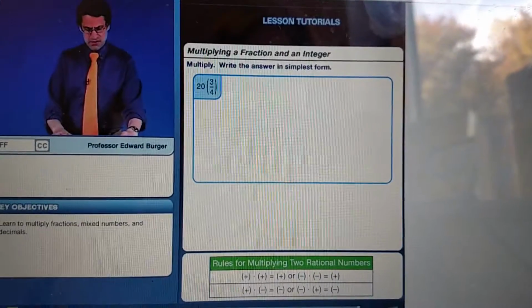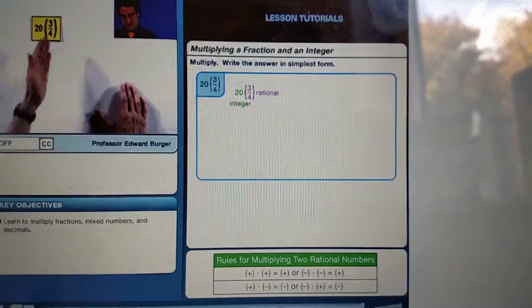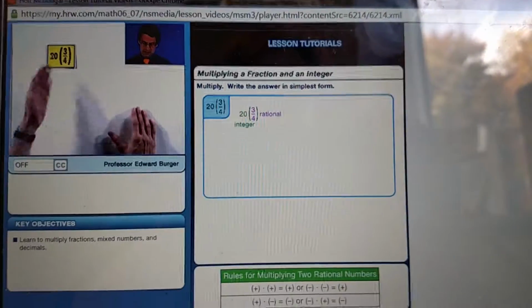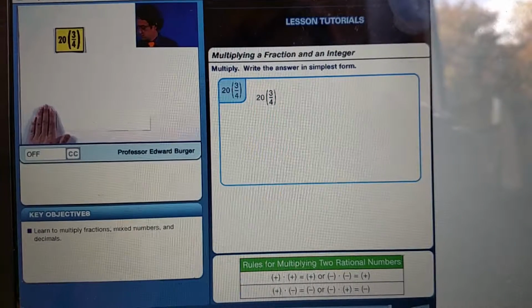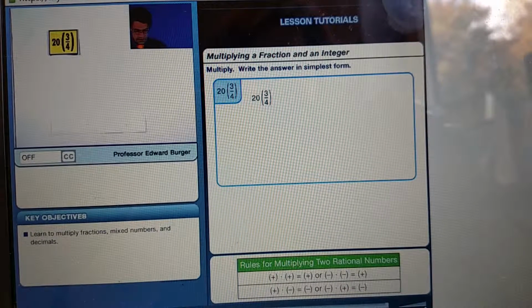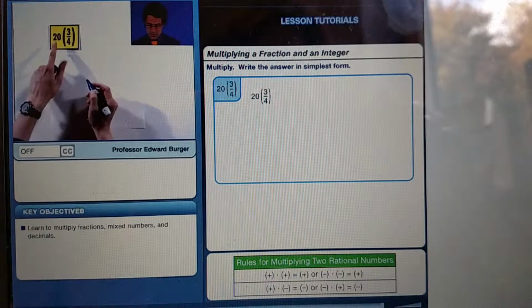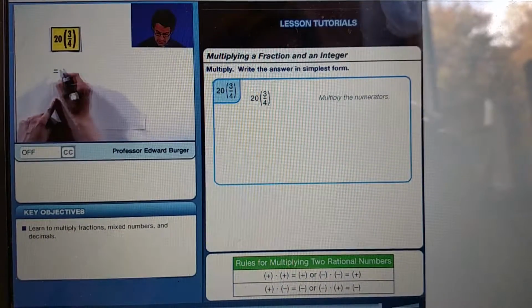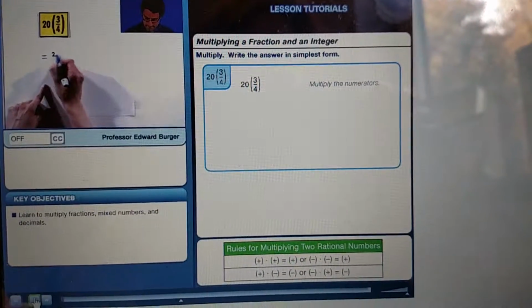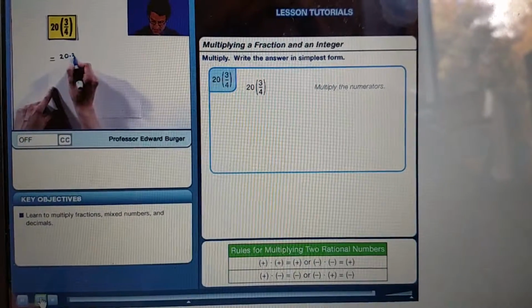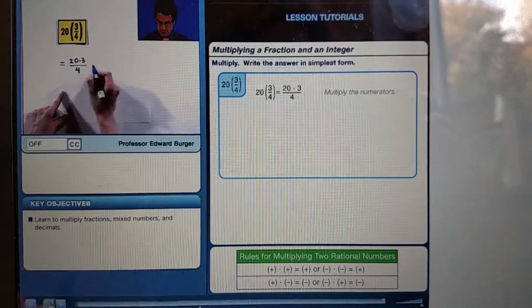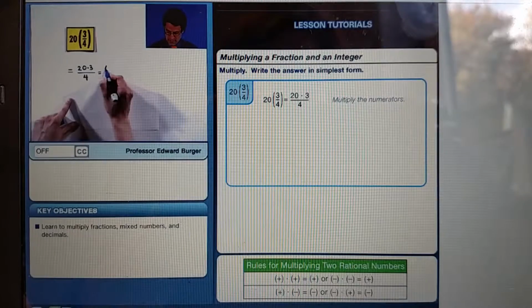Let's just start off first of all by taking integers times rationals. So here I see 20 times 3/4. Well, that's really straightforward because all you do is multiply the integer by the numerator. So this is going to equal 20 times 3 all over 4. And so what does that equal? That equals 60 over 4.